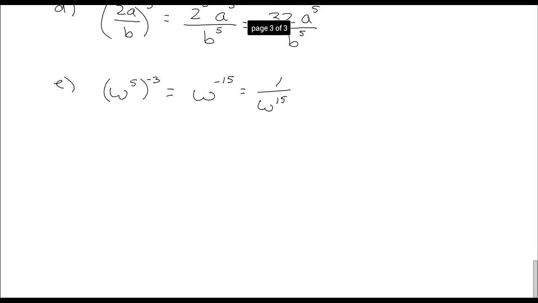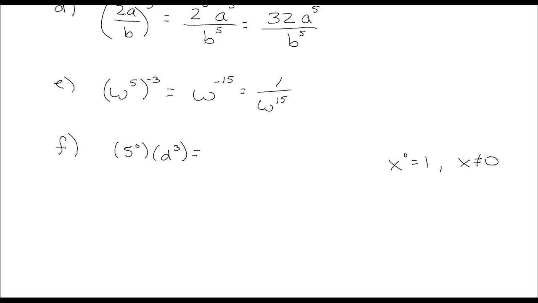Now for part f, 5 to the 0 times d cubed. Well, 5 to the 0 power: any number to the 0 power is 1, unless x happens to be 0. But anything to the 0 power is 1. So 5 to the 0 is just 1 times d cubed. So your answer here is just d cubed.